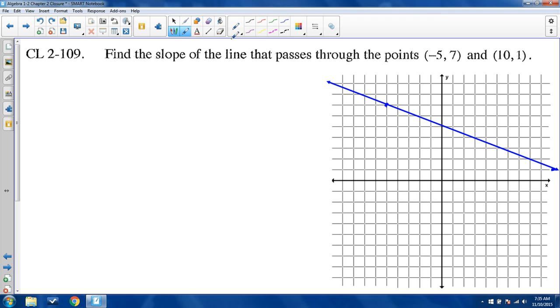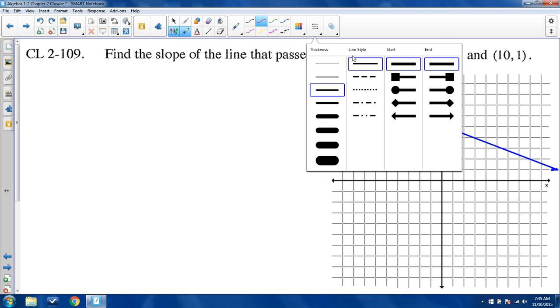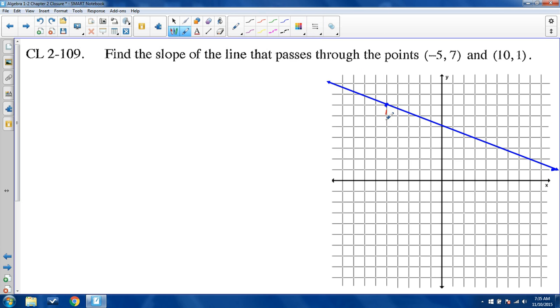So last time we did this, we counted. Now I'm going to count again, but this time I want you to notice what it is I do mathematically to get these counting values. So let's figure out how much it fell: 1, 2, 3, 4, 5, 6, negative 6. And how much it ran: 1, 2, 3, up to 15. Negative 6 and 15. So we know that our answer is already going to be negative 6 over 15, or better yet, if you divide by negative 3, that'll be negative 2 over 5.